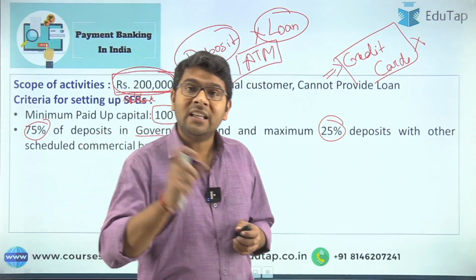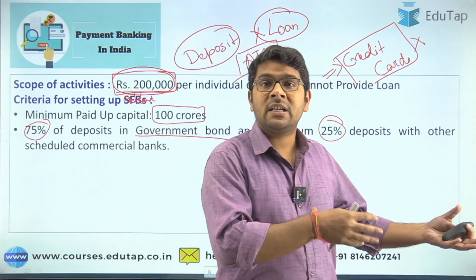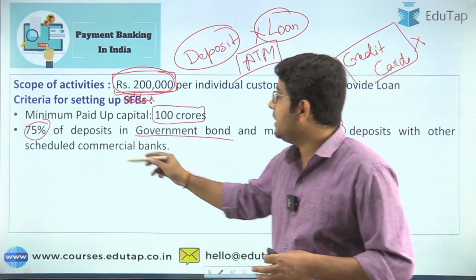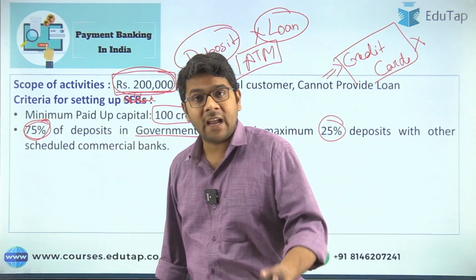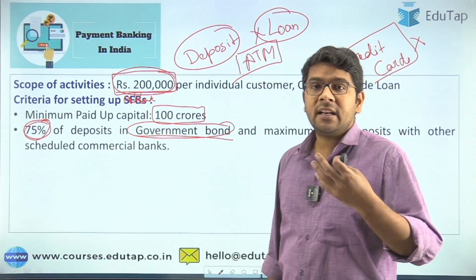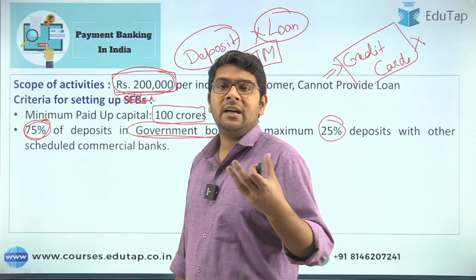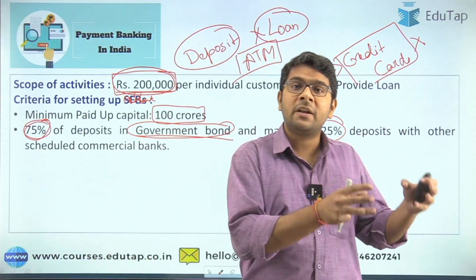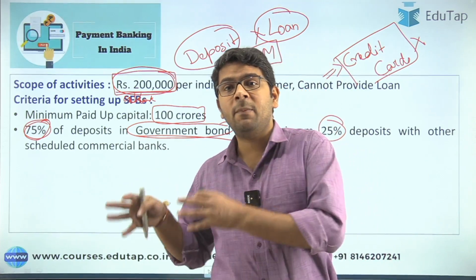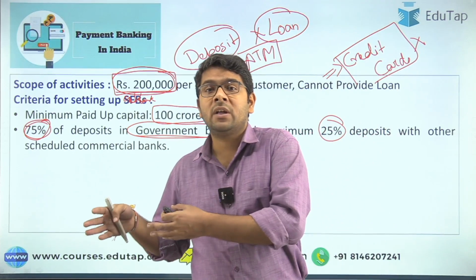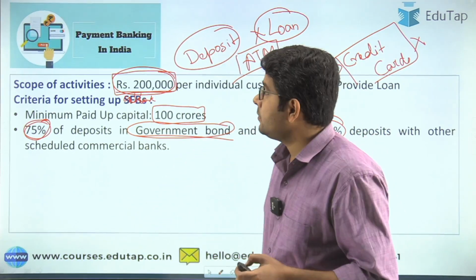Okay, other banks, how do they earn? They provide the loans and charge interest on that. But the difference here is that 75% of the deposits they are having will go into government securities, and the remaining 25% they can deposit in the scheduled commercial banks. So guys, I hope you have understood the operational differentiation between a payment bank and a normal bank. And this is also different from the small finance bank.